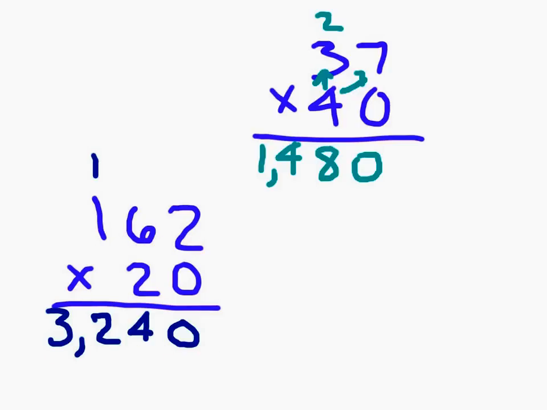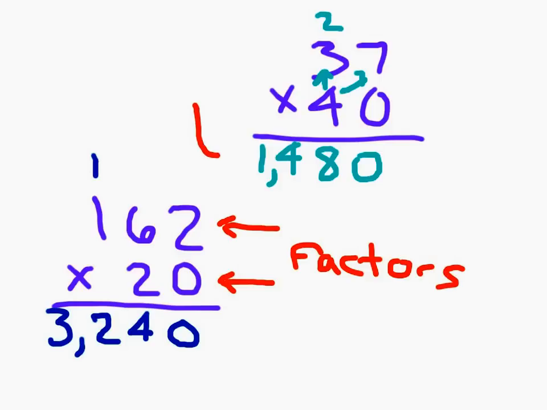And now you're on your way to being able to multiply with larger numbers. The only other thing I didn't say along the way, and maybe you already know these, is that both of these are called what? Factors. And the answer to a multiplication problem is called the product.